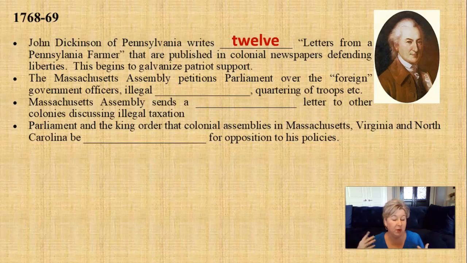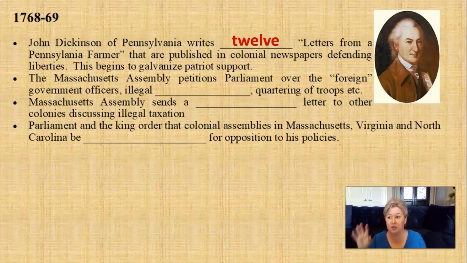People become familiar with him and his ideas and why Pennsylvania opposes the actions of Parliament, the illegal actions, and it really begins to galvanize patriot support. It gives people something. Have you read those Letters from a Pennsylvania Farmer? Yeah, what'd you think? And they begin to talk about it and really support one another. It kind of unites sentiment in favor of the patriot cause.